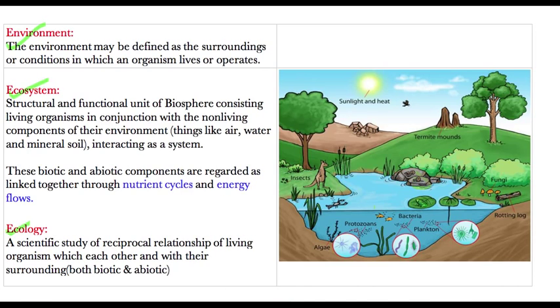Biosphere is, you can say, the biggest ecosystem, which is at the juncture of your lithosphere, then hydrosphere, and then atmosphere, where actually the life exists. That is called biosphere, and the basic unit of that biosphere is ecosystem. So this is one example of ecosystem. There can be many examples of that.